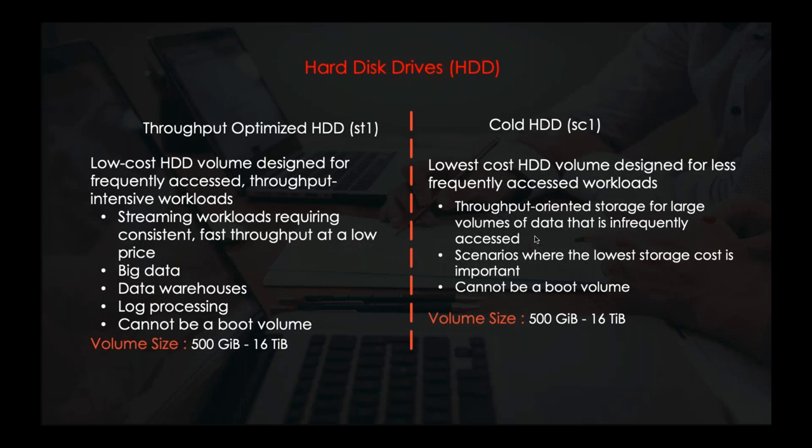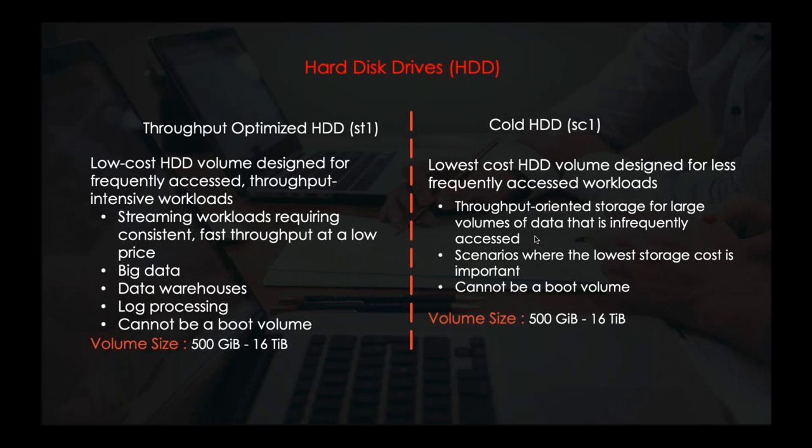Then we have HDD. Now we know that HDD cannot be used for booting up an EC2 machine. It can only be used for storing data for interacting with our application. The first is throughput optimized HDD, which gives you a low cost HDD volume designed for frequently accessed data. The difference between throughput optimized and cold HDD is that throughput optimized can be used for frequently accessed data. If you have data which you are continuously interacting with, you can go with this kind of storage. Cold HDD, whereas, is used for infrequently accessed data.